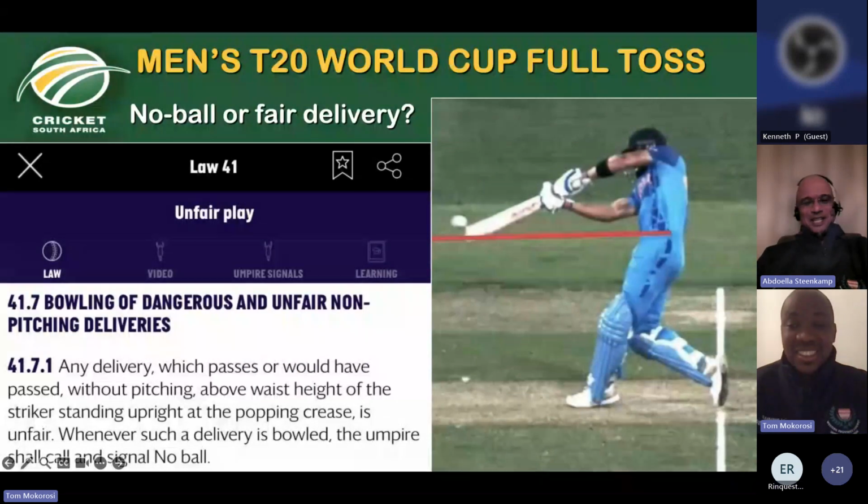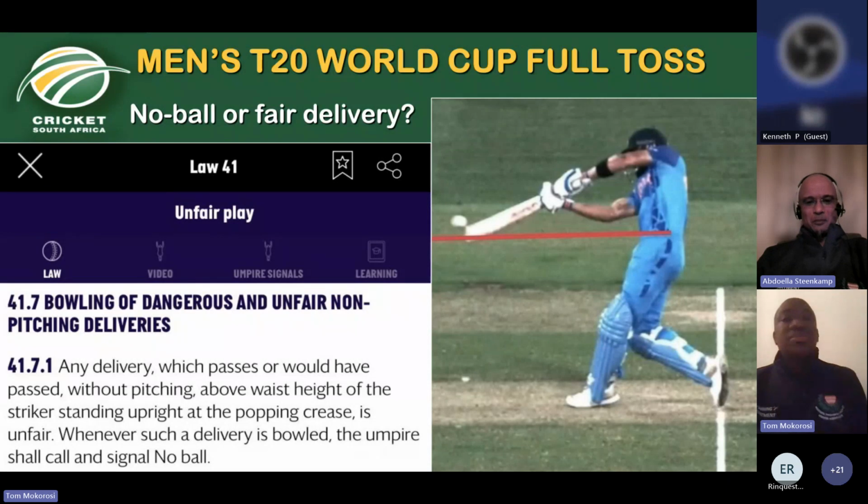Edgar, we need to apply the law. What does the law tell us? Where is our judgment call? Is the ball above waist height of the striker standing upright at the popping crease? If the answer to that question is yes, the umpire needs to call and signal no ball. So that is a judgment call in your game, according to the umpire.